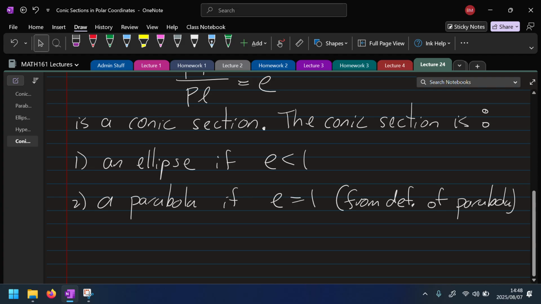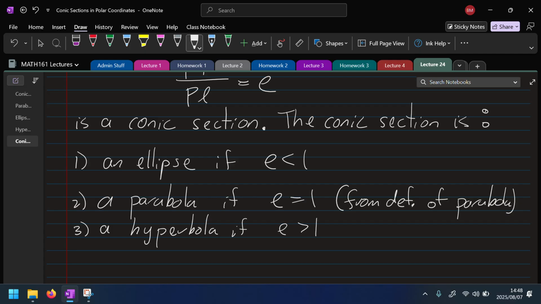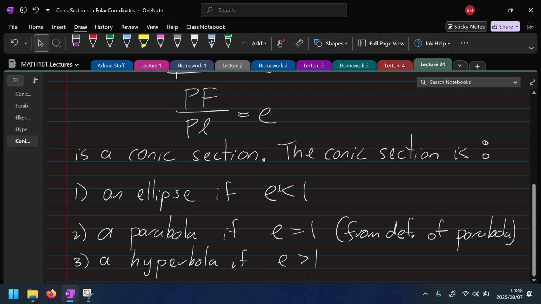Okay, and if E is greater than 1, you could probably guess what that's going to be. That will be a hyperbola. Okay, so if it's between 0 and 1, it's an ellipse. If it's exactly 1, it's a parabola. If it's greater than 1, then it's a hyperbola. Okay, so like I said, we're not going to prove this in general. We're going to have a look at a specific case for the parabola when E is 1. But you can do exactly the same thing for the other two.